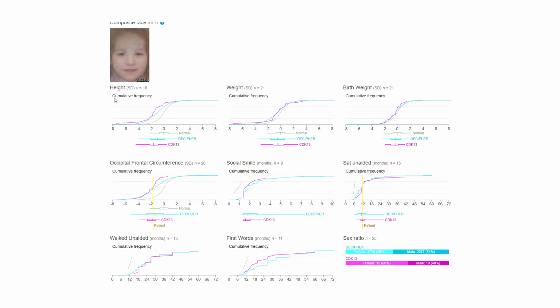For example, here we have height plotted around the standard deviation. We have a curve for the normal population, individuals within DECIPHER, and then individuals with pathogenic variants in the CDK13 gene. Because I've added information about my patient for head circumference, I can see where my patient falls on this scale. This line is not shared openly, it's only available to users at the depositing centre. I can also see, because I've added information about sat unaided, where my patient falls on this distribution.